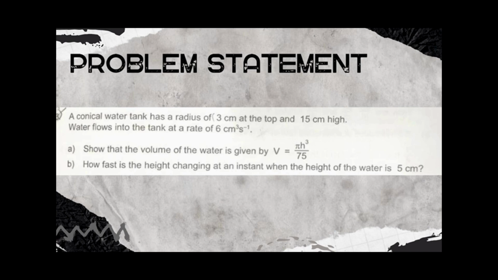A conical water tank has a radius of 3 cm at the top and 15 cm height. Water flows into the tank at a rate of 6 cm³ per second. A. Show that the volume of the water is given by V equals pi h to the power of 3 over 75. And for question B, how fast is the height changing at the instant when the height of the water is 5 cm?